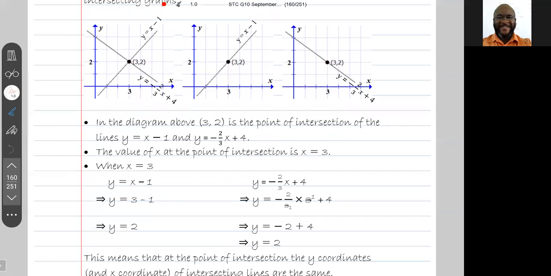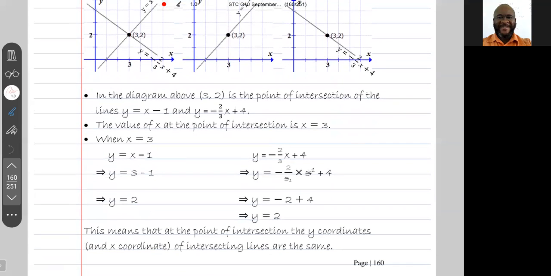So putting that into the two equations, when x is 3, y would be equal to 3 minus 1, y would be equal to 2. Over here, when x is 3, we get y is equal to minus 2 over 3 times x, which is 3, plus 4. This 3 into this 3 is 1. This cancels this. This is minus 2 plus 4, which is also 2.